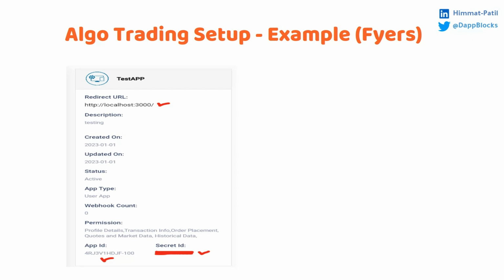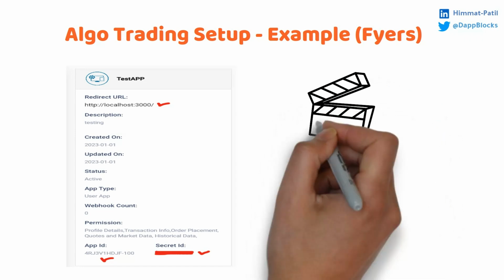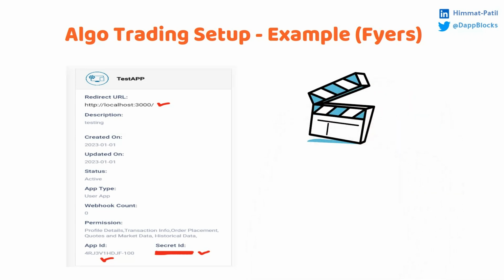With this simple step, we are done with the algo trading setup. Now we can directly start coding our strategy. In the next video, we will see how to connect to the Fyers broker using API and try to run some functions.